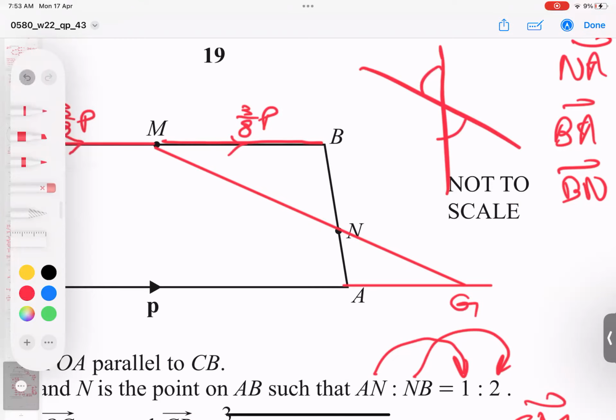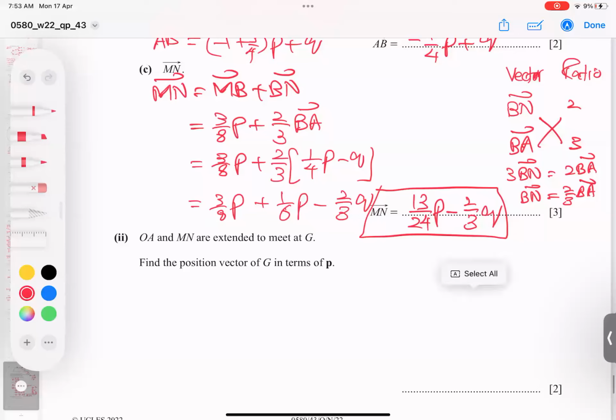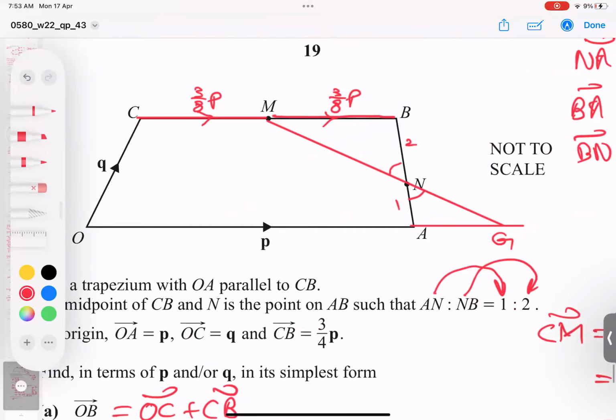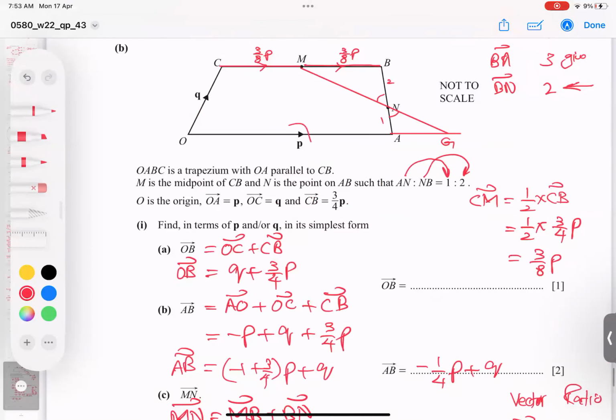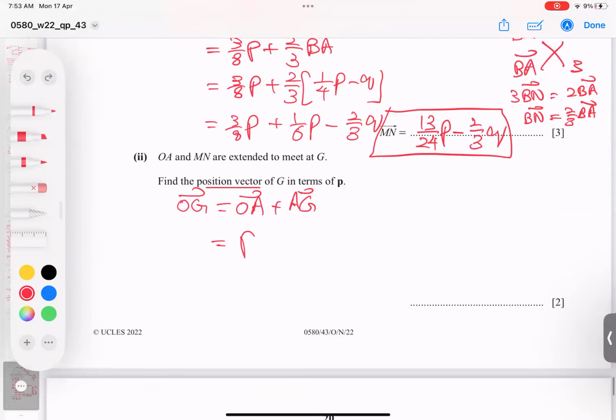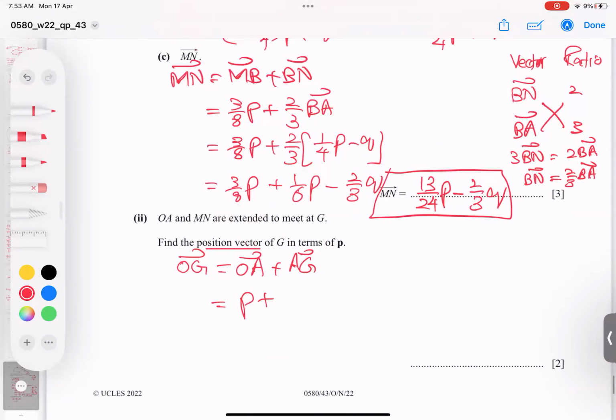So in this sense, I can say this angle equals this angle, and this 2 ratio and this 1 ratio. What I'm looking for: I have two triangles, but I'm looking for the position vector of G. It means I'm looking for OG. Whenever the word position vector comes, start from O. So O to A to G. I repeat, O to A to G. And O to A is P vector. It means I'm looking for AG. If I get AG, the question is over. Now, how to get AG?